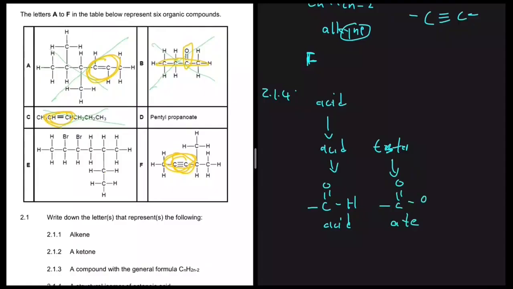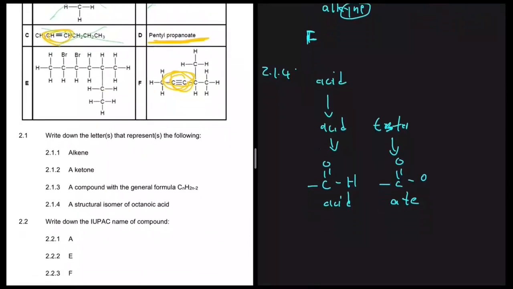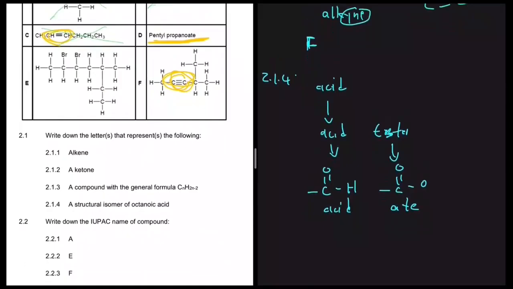A cannot be part of our solution, B cannot be part of our solution, C cannot be part of our solution. But obviously, if you look at D, this name here ends with ATE, right? And not only does it end with ATE, it also has 8 carbons, like the octanoic acid, which is of our interest, right? So the answer of 2.1.4, we are going with D.